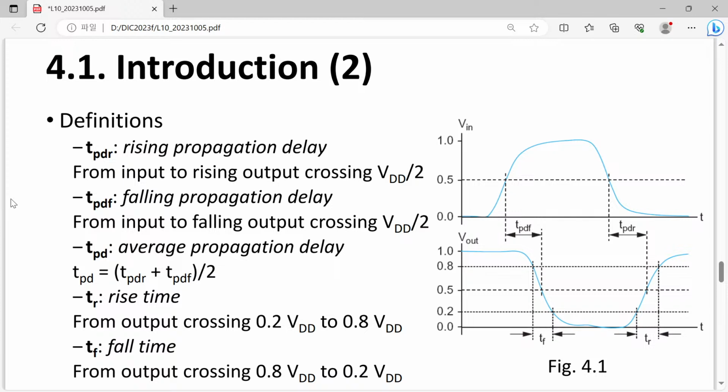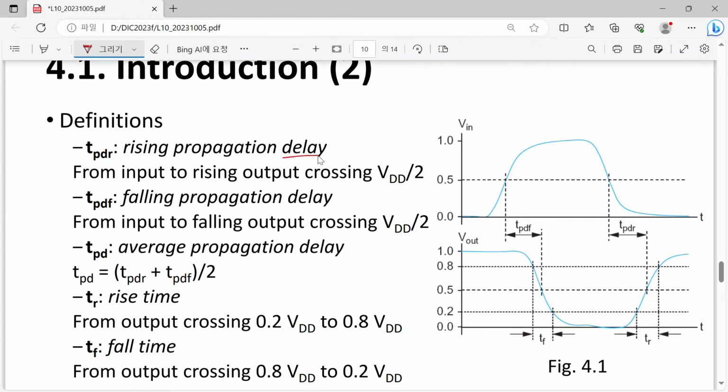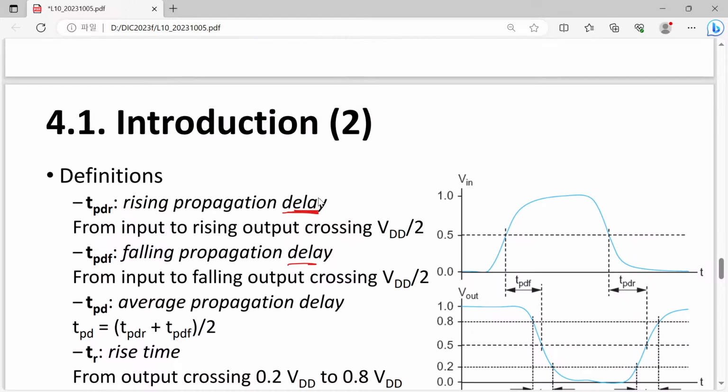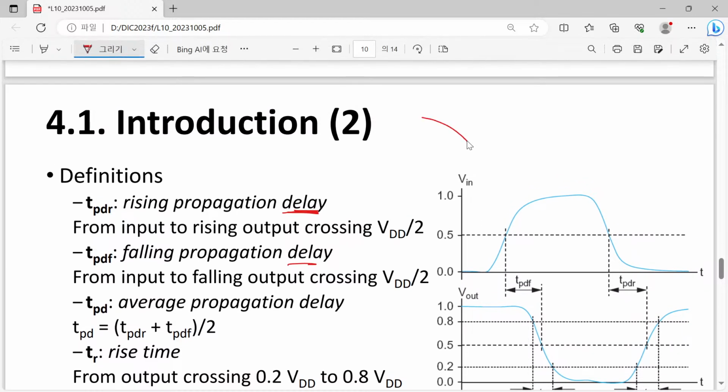So now we are talking about the delay. So first of all, let's consider the delay. Delay means, what is the meaning of delay in the usual case? There is a certain excitation, and there is always a response.